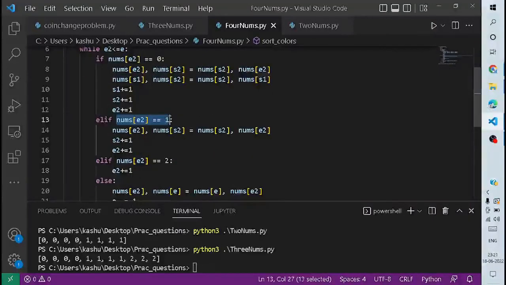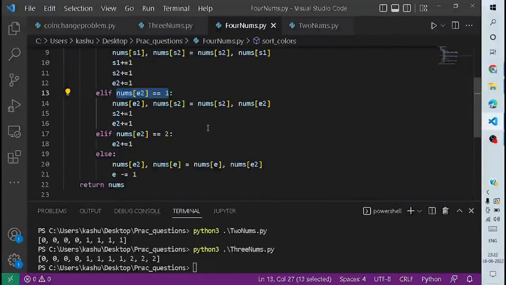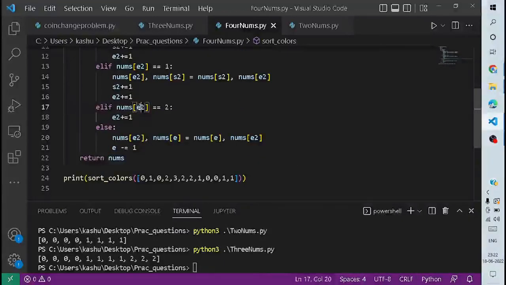Now if it is 1, then from 1 only 0 is smaller, right? So what we'll do is we'll be just exchanging S2, and we'll just increment S2 and E2. Fine. Now, if we encounter 2, which is the second last element, then E2 is incremented by 1. And for the last element, we have this case. All right.